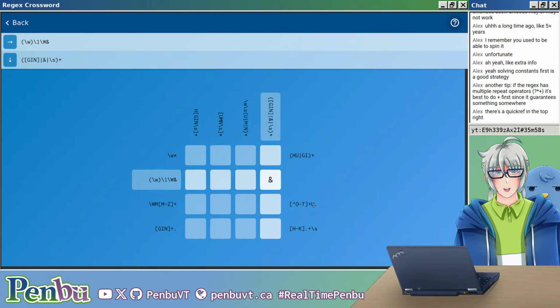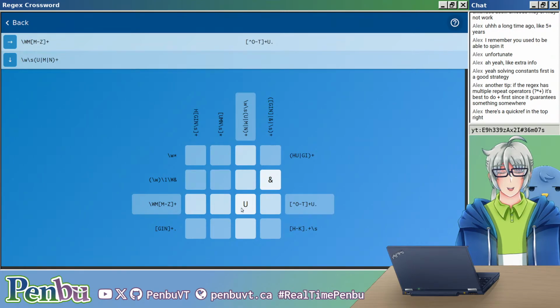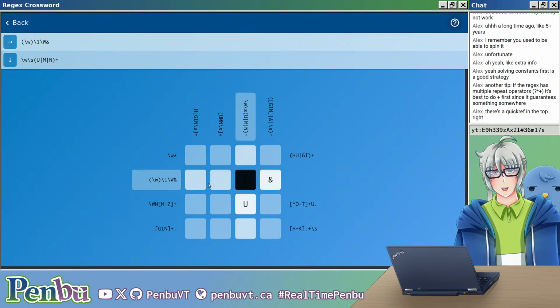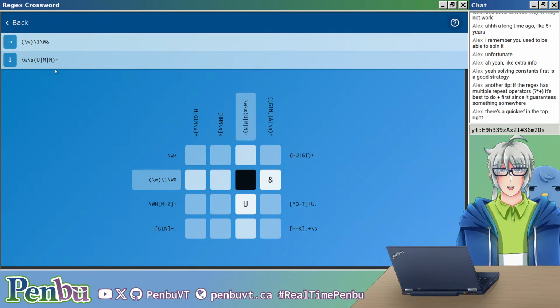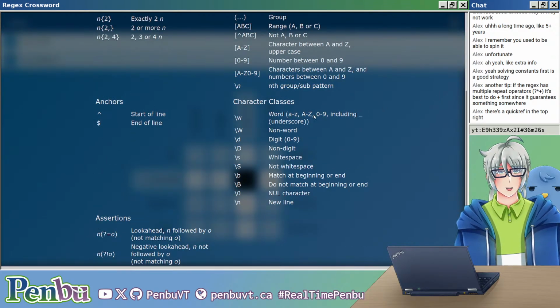Okay, so looking for more constants. So this here means any character and then a U, so there's a U here. What else do we have? This is any non-word character. Any non-word character there. I think the only one there is a space, so that is a space. There's a quick graph in the top right over here. Aha, yes. Oh, so it does include numbers. Okay, that's good.